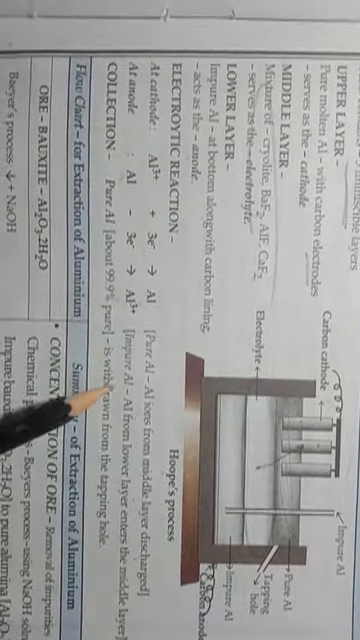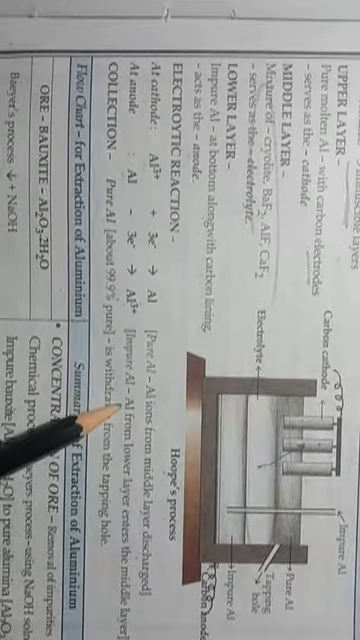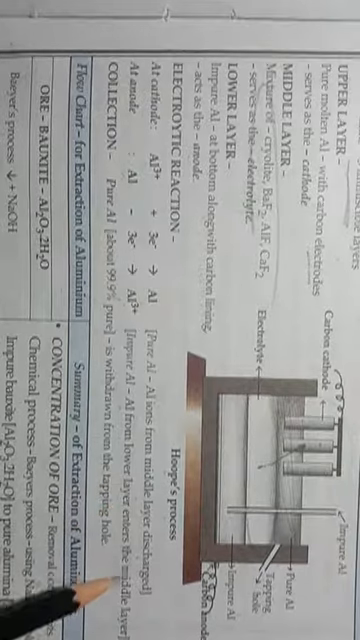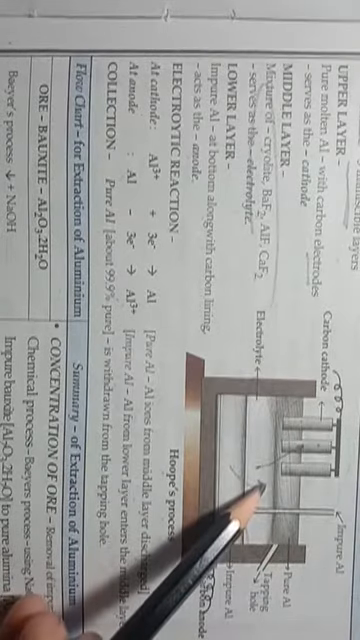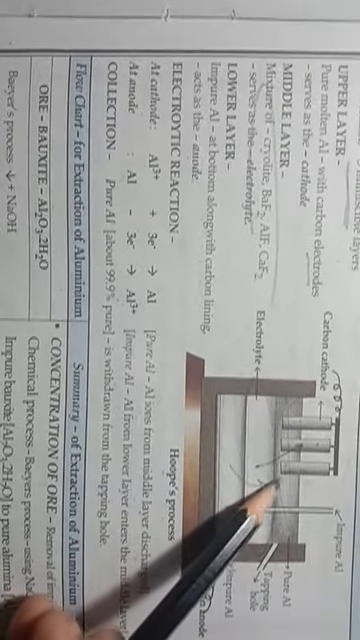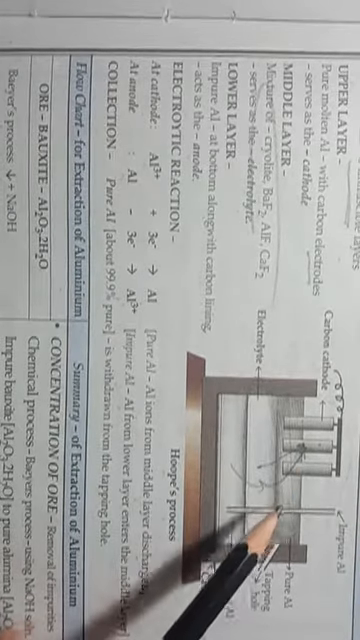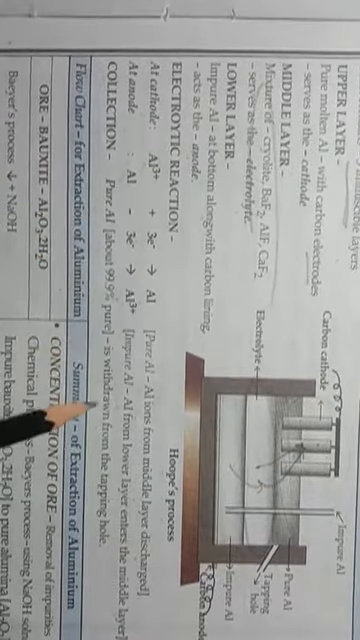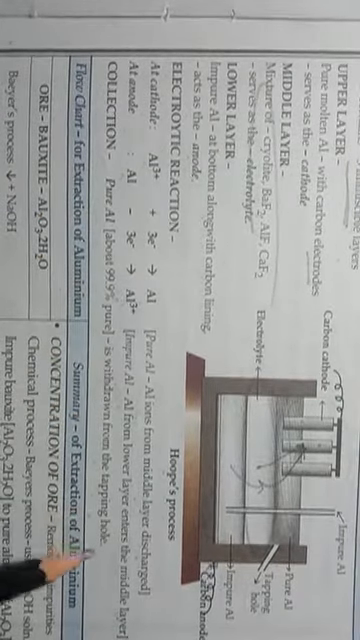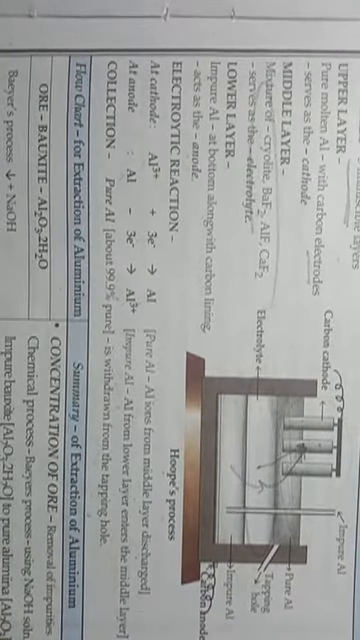So impure aluminium from the lower layer is converted to aluminium ions which enter the middle layer. From the lower layer the aluminium ions come to the middle layer, and from the middle layer these ions move to the cathode and get converted to aluminium. Collection: pure aluminium is withdrawn from the tapping hole. From the tapping hole, pure aluminium is taken out from time to time.